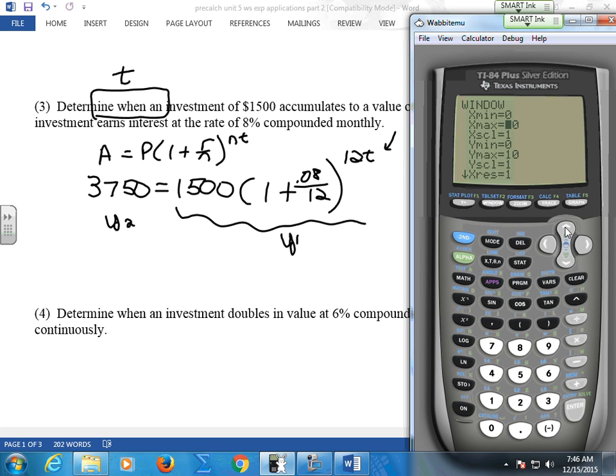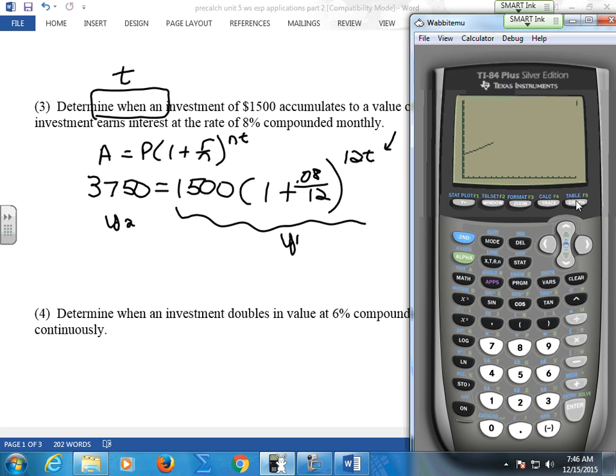Maybe we can go 20. Okay, let's go 20. My y max. What should my y max be according to this equation? Well, 3750 is where I want to match them, right? So I'll just go maybe 4,000, 5,000. If that's not going to matter, I can put 5,000 in there.